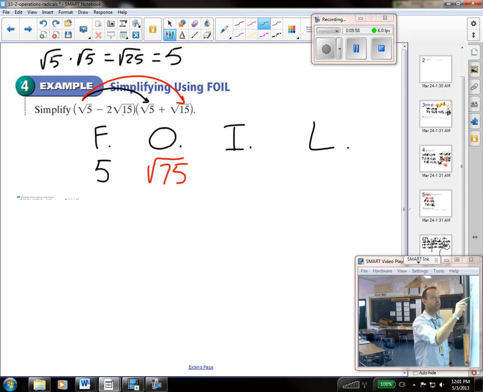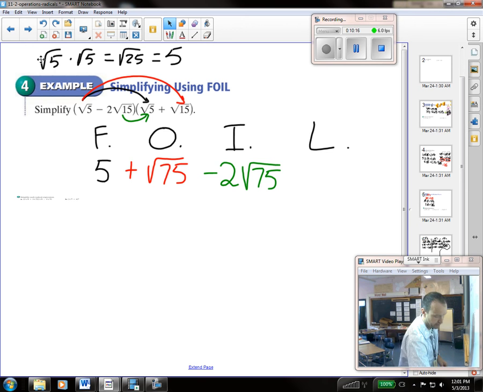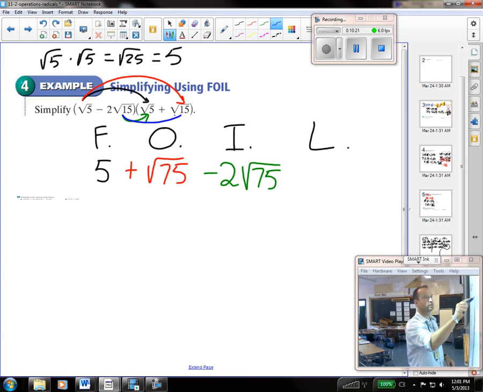Then you have these inside terms. You have a negative times a positive. This actually came out positive. This will come out negative. The 2 is not going to interact with them, but the 15 and that 5 can interact to square root of 75. And then, of course, we have our last terms.